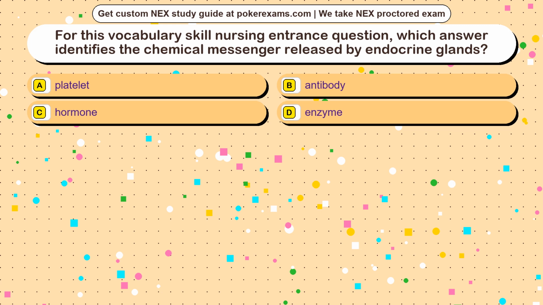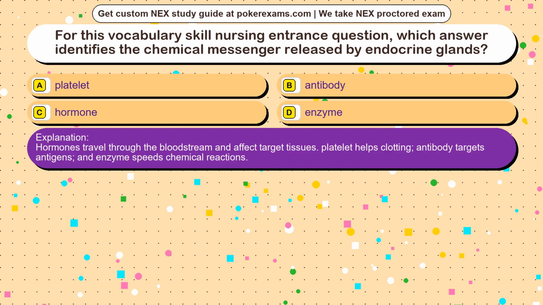The correct answer is option. Hormones travel through the bloodstream and affect target tissues. Platelet helps clotting, antibody targets antigens, and enzyme speeds chemical reactions.